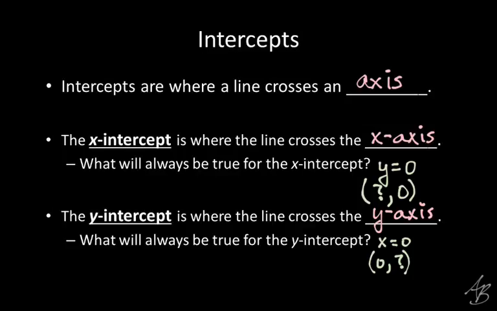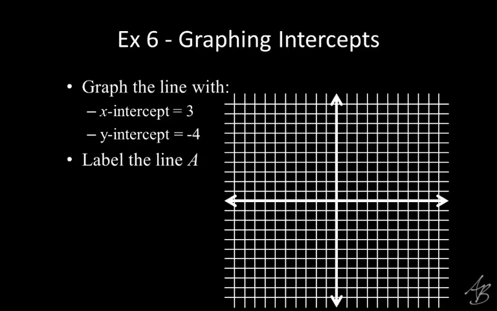All right, so in the last few examples that we did, we gave you a picture of what a line looks like, and you figured out what the intercepts are. Now we're going to do it the other way. We're going to give you the intercepts, and you're going to figure out what the picture is going to look like. All right, so for example 6, and I want to be clear about this. Example 6, example 7, example 8, we're going to do all of those on the same coordinate plane.